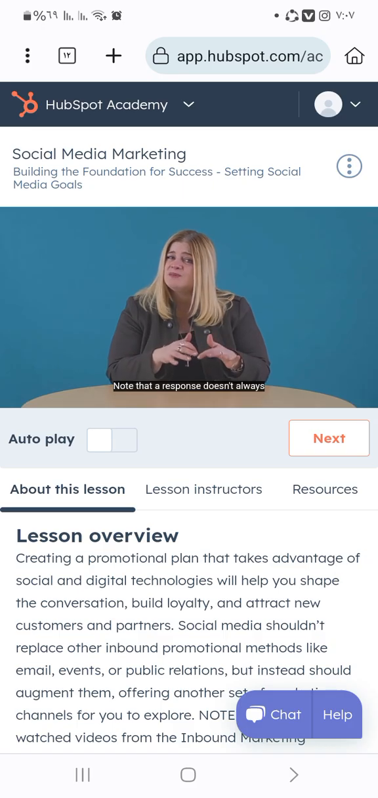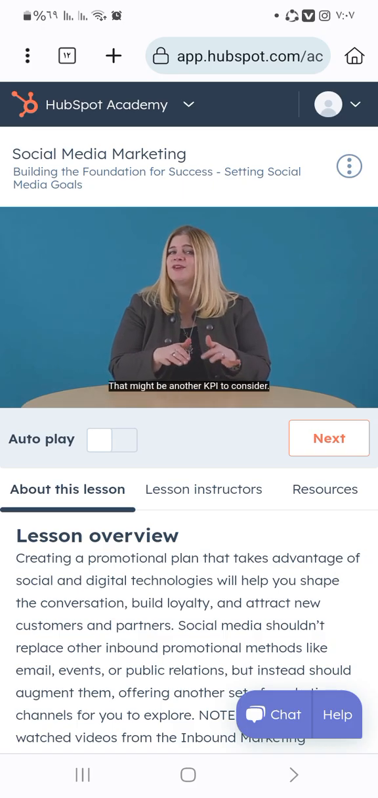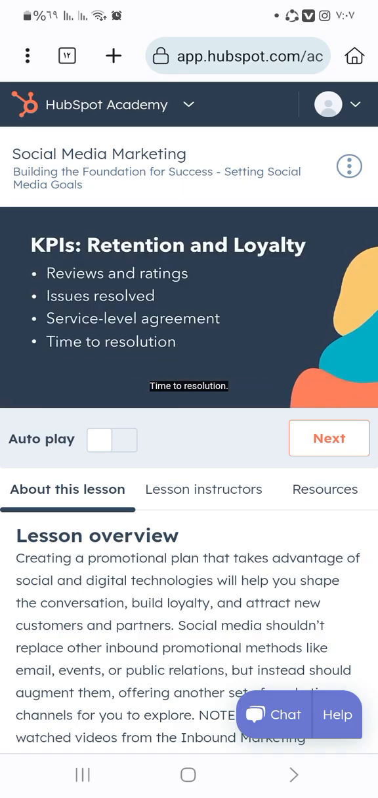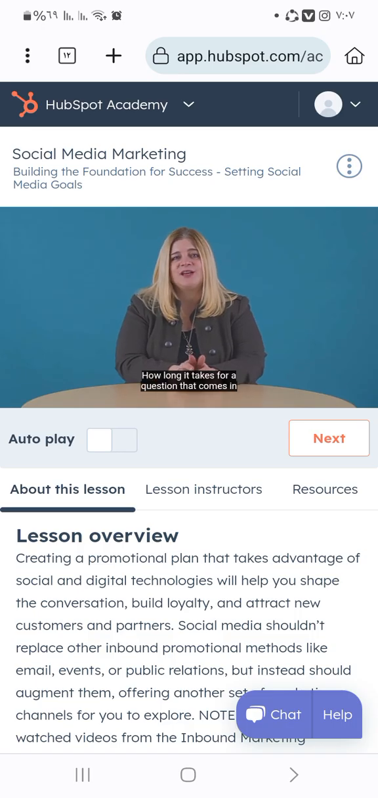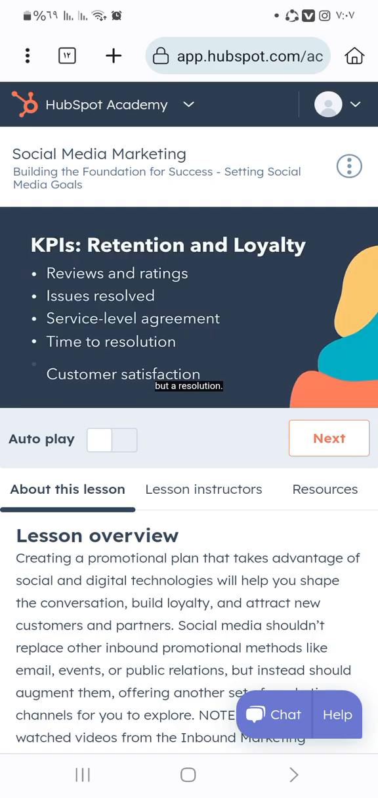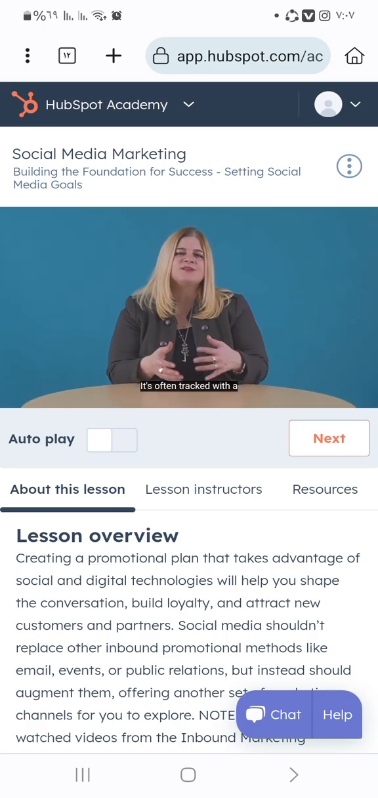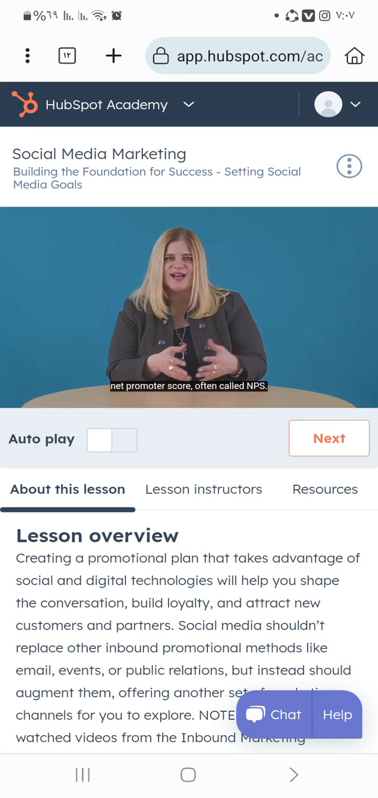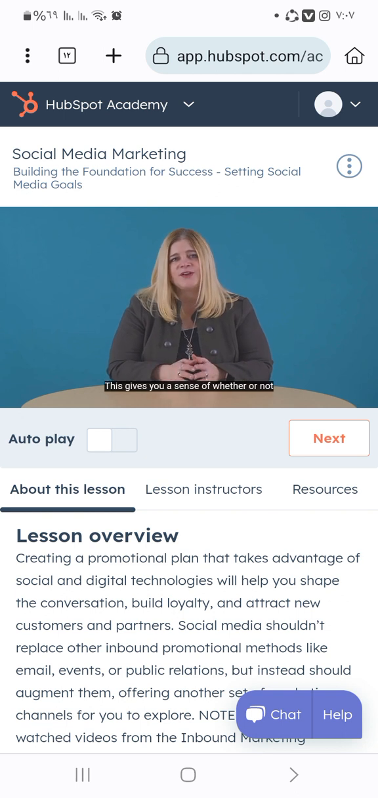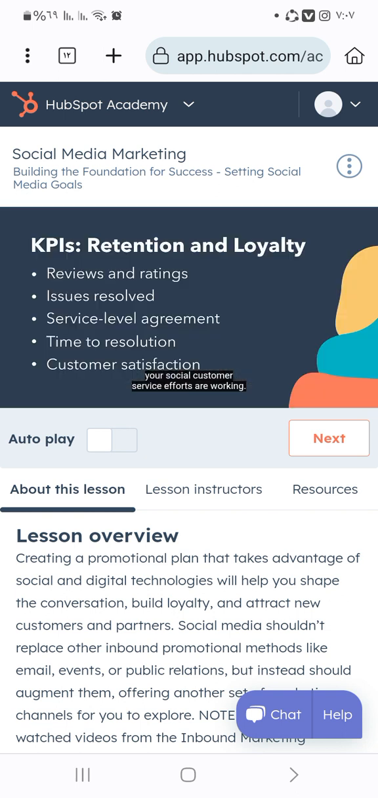Note that a response doesn't always mean the issue is resolved. That might be another KPI to consider. Time to resolution: how long it takes for a question that comes in from social media to receive not just a reply, but a resolution. Customer satisfaction. It's often tracked with a Net Promoter Score, often called NPS. This gives you a sense of whether or not your social customer service efforts are working.